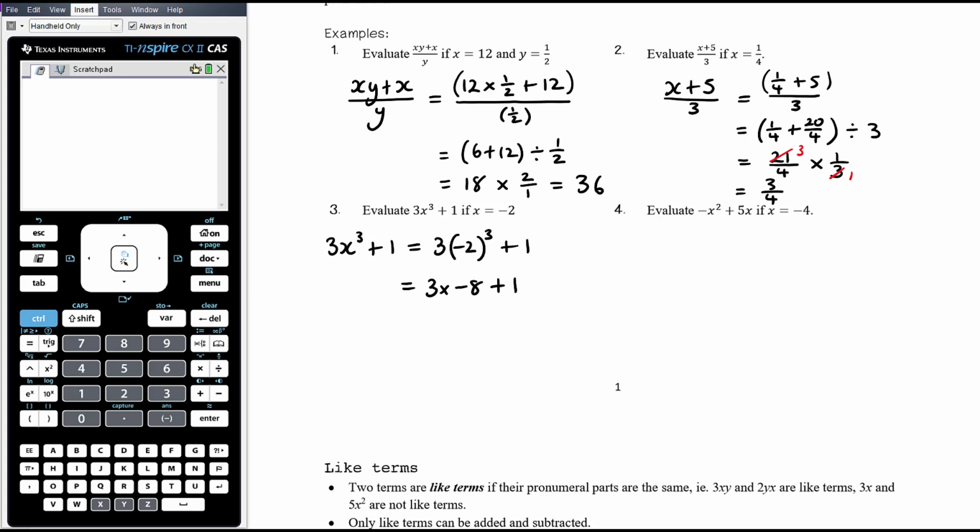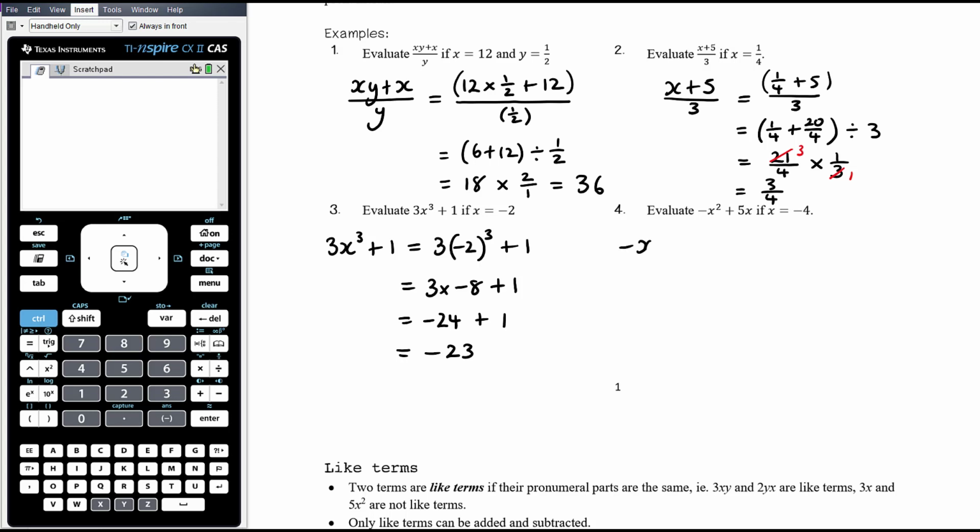So we've done the powers first. Now we'll do the multiplication. 3 times -8 is -24, and then we can do the addition. -24 plus 1 is -23. Okay, and example 4, evaluate -x squared plus 5x if x is equal to -4.